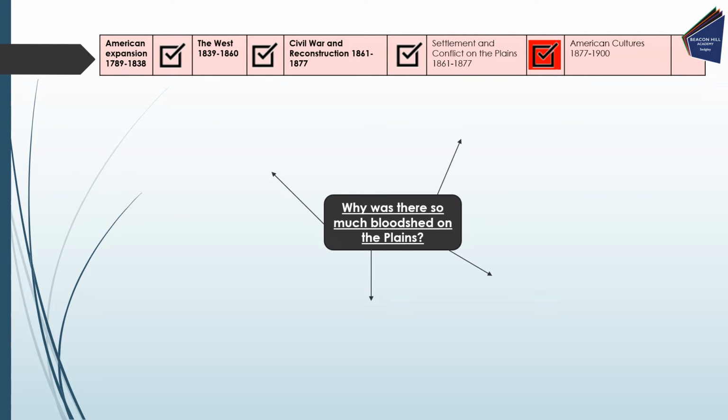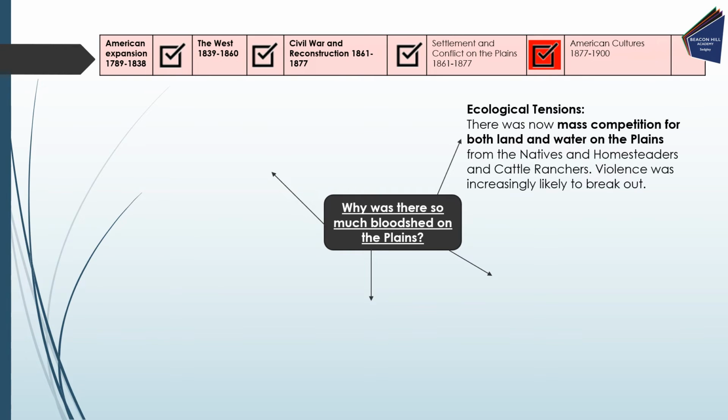We've spoken about the fact that there were lots of white Americans flooding to the plains, predominantly due to the railroads, and the fact that that brought conflict with it in terms of the natives. So in terms of this question of why there was so much bloodshed on the plains, first of all, there were now ecological tensions. There was now mass competition for both land and water on the plains from the natives and the homesteaders and the cattle ranchers.